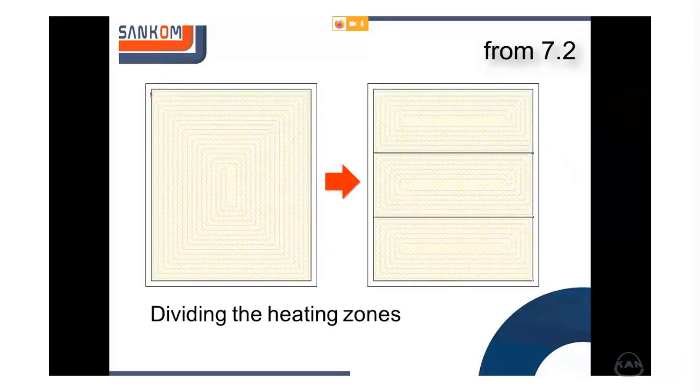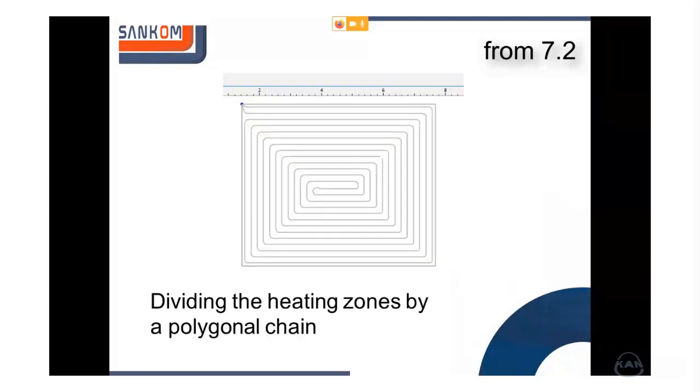The other possibility is to divide the heating zones. That happens especially when the pressure drop in the circuit is too high, or when the length of the pipe is too long, so you need to have a shorter circuit. You can divide them, and we have a few possibilities. One is to divide into two or three parts, horizontally or vertically. The other, more advanced, is that we can use a polygonal chain, so we can divide the heating zones in a more complex way if necessary.